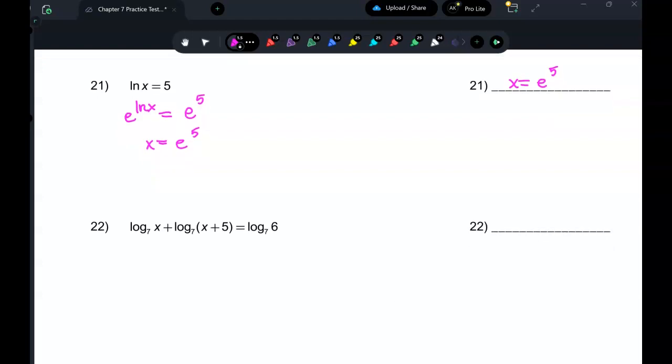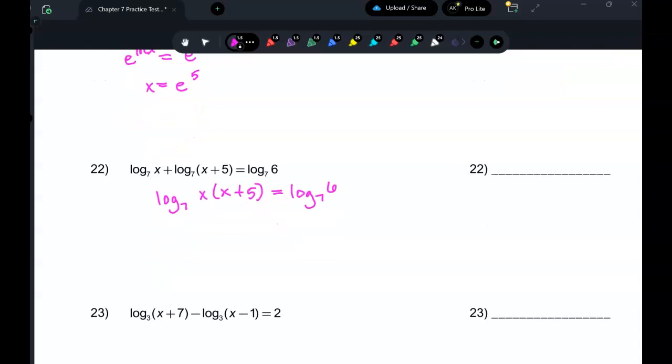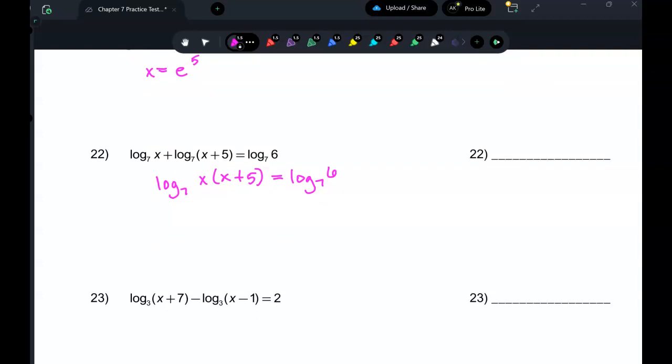The next one. Okay, we're gonna do the same that we did previously. What does the plus sign turn into? So I'm gonna multiply. Now what? What do we notice we have on both sides? So we have x squared plus 5x equals 6. Yeah, we can make it into a factor.